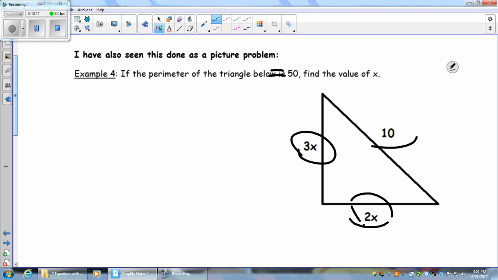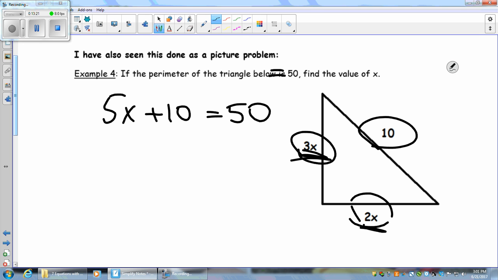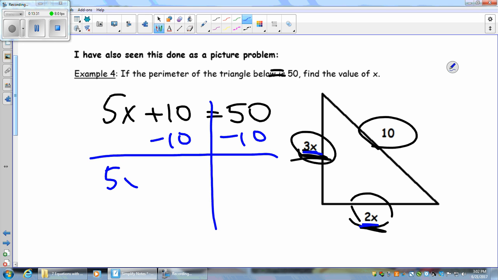Are there any like terms on these sides? We have the 3x and the 2x to give us 5x plus 10 is 50. And now it's just a two-step equation, right? Because we already combined some like terms. So minus 10 on both sides, and I end up getting 5x is 40. Divide both sides by 5, and I end up getting x is 8.